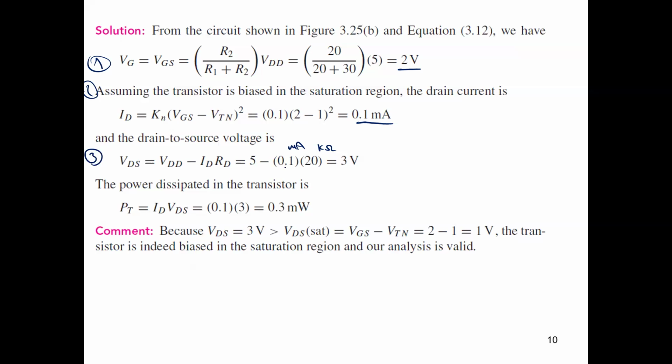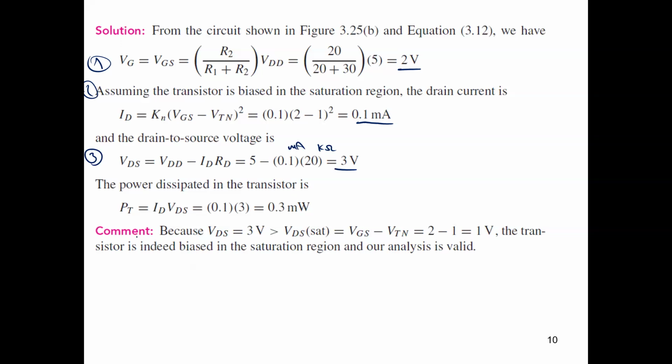So by the end, 0.1 times 20, so it's 2. So 5 minus 2 is 3 volts. So the VDS equals 3 volts. Now the question, is our assumption correct or not? Actually, here in the solution, he calculated the dissipated power, but I disagree. So we should firstly check.